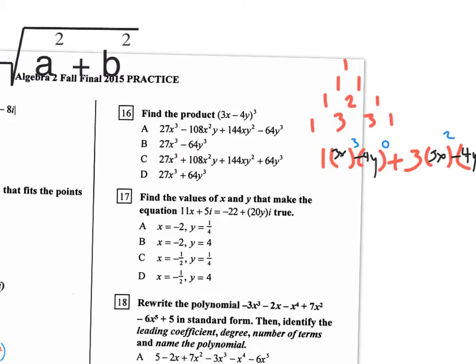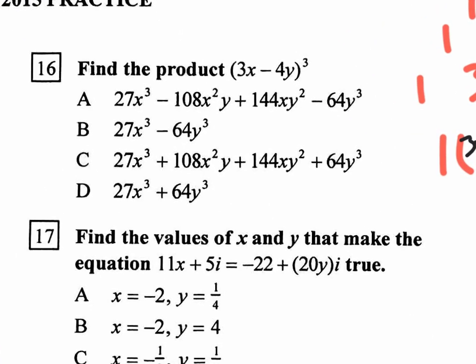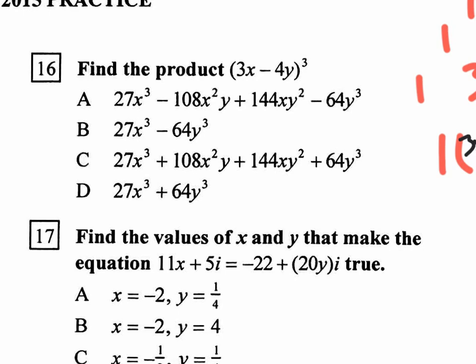So here we are at number 16. We know that it is not going to be B or D because that's only 2 terms. We know it's a ginormous term. Not only that, we also know that there's a minus sign in the binomial, which means that the signs of the answers are going to alternate. So what does it have to be even without doing any work? Has to be A. So that's ridiculously easy without doing all the work.